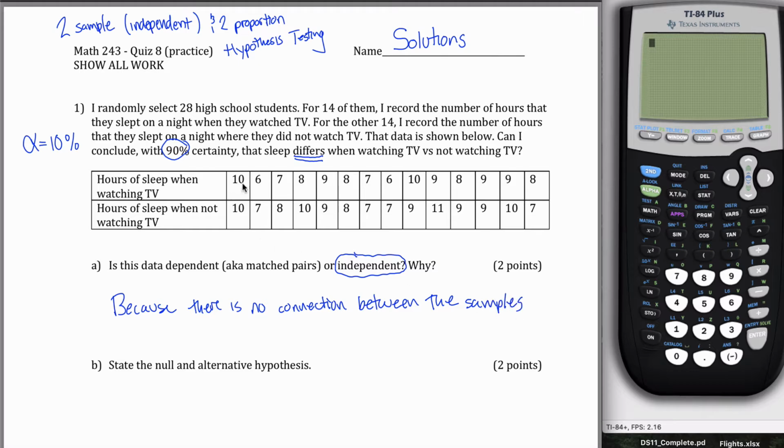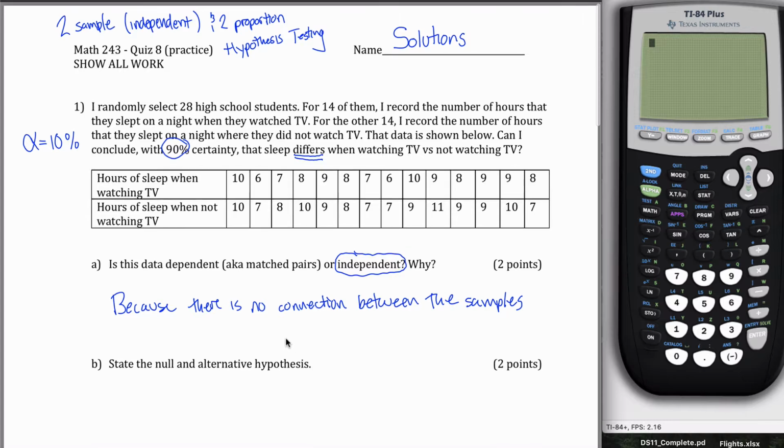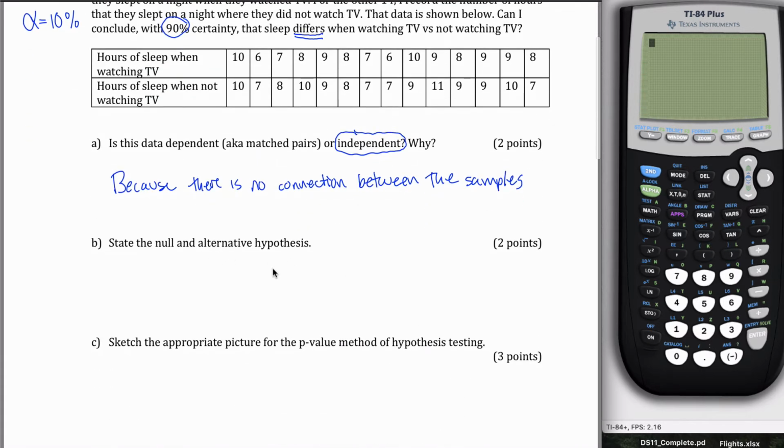If this were one person on a night he watched TV and then that same person on the night he did not watch TV, and this were someone else on a night she watched TV and that same person when she did not, these would be dependent. If they're dependent, it makes sense to do the subtraction. In this case, they're not. They're independent. There's no connection. These 14 are completely unrelated to these 14. I have independent data.